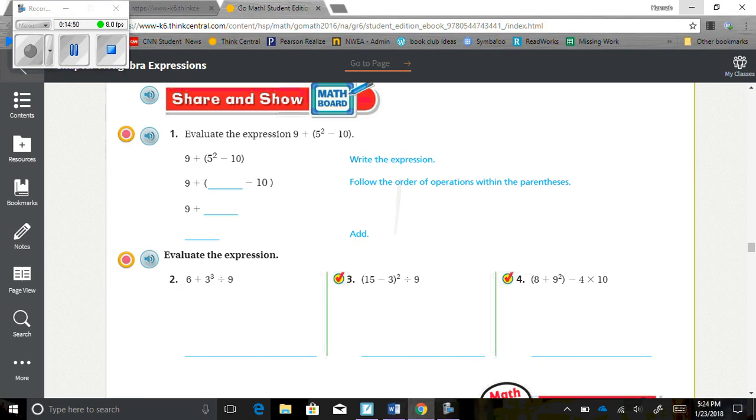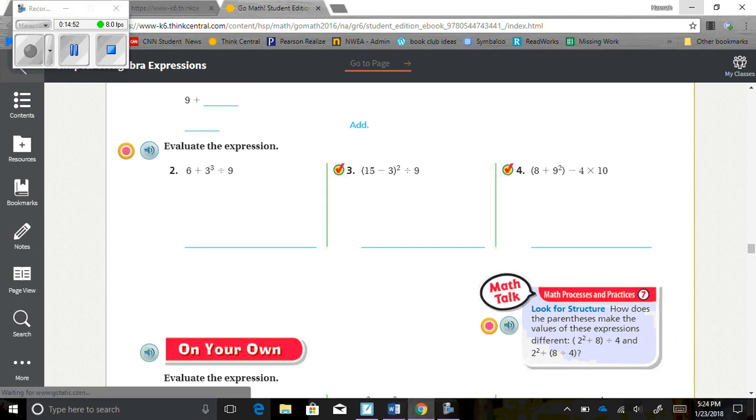Okay, I do want to go through one of these share and shows because we have done one like this. Okay, so let's look at number 3 on share and show. Because the parentheses are here, we have to do that first. So I know there's an exponent by that 3, but it is not 3 squared. So you still have to do those parentheses first. So 15 minus 3, which is 12.